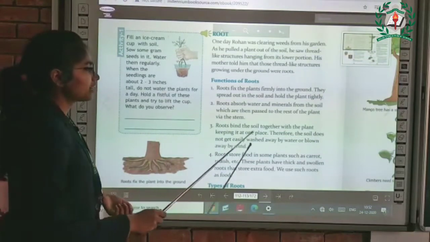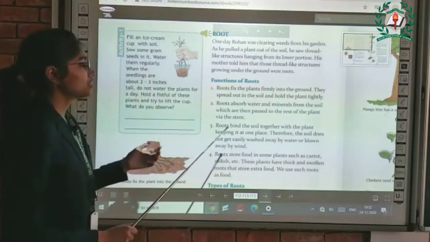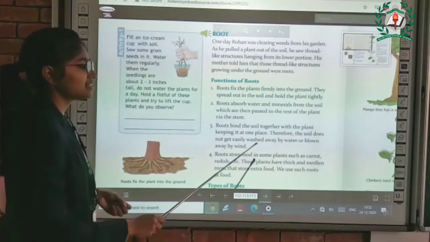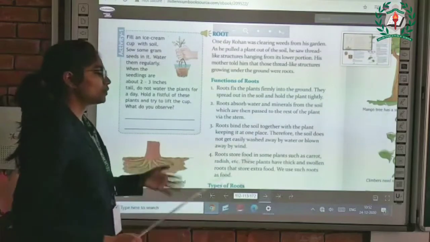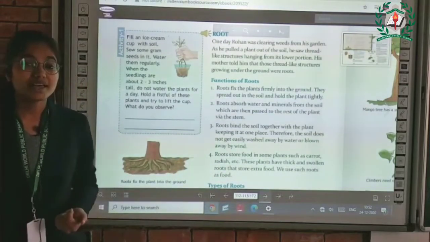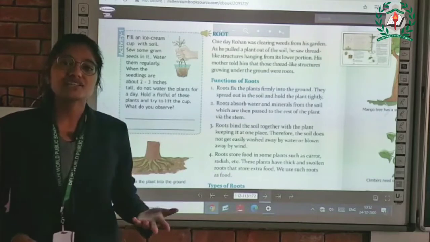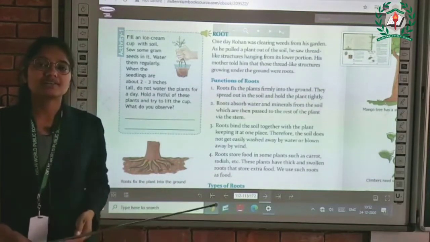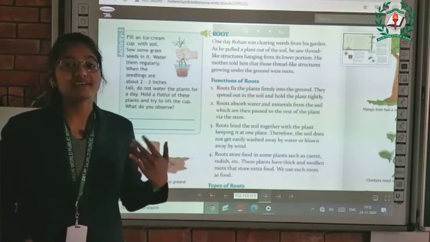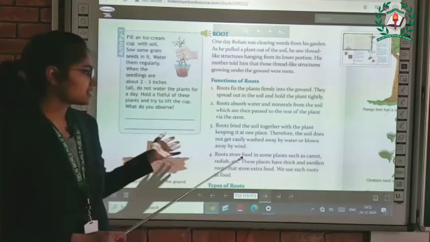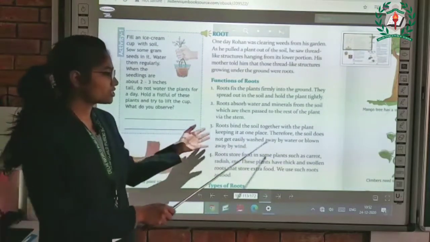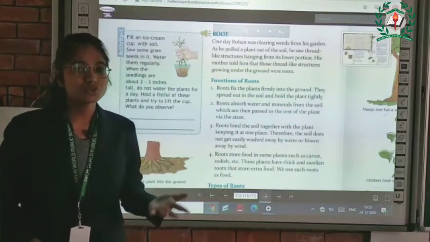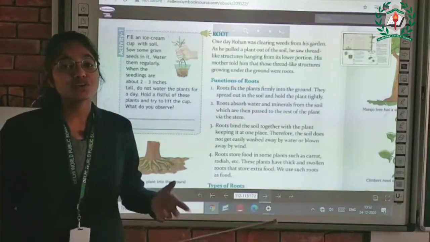Third is, roots bind the soil together with the plant, keeping it in one place. Therefore, the soil does not get easily washed away by water or blown away by wind. As I told you, the roots of the plant bind the soil firmly so that the plant remains in one place and the soil present in that place remains in the same place. And as it is written here, it should not get washed away by the water or blown away by the wind, so the roots bind the soil very firmly.